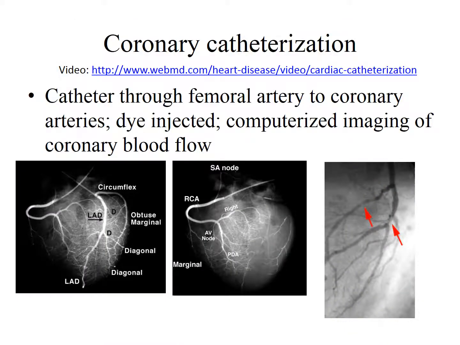A very common test to evaluate for blockages in the coronary arteries is the coronary catheterization test. In this test, a catheter is threaded through the femoral artery in the groin or through the radial artery in the arm into the aorta, and then into the right or left coronary artery. A dye is injected, and computer imaging allows for observation of the flow of blood through the artery. Blockages of blood flow are identified on the images.